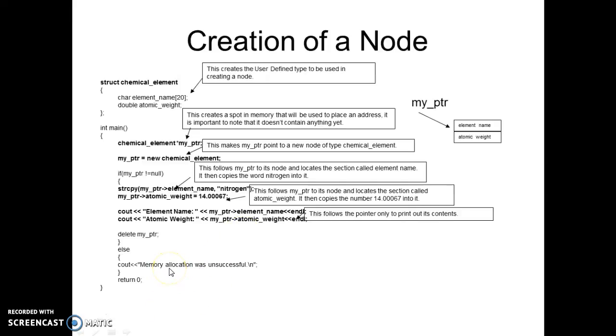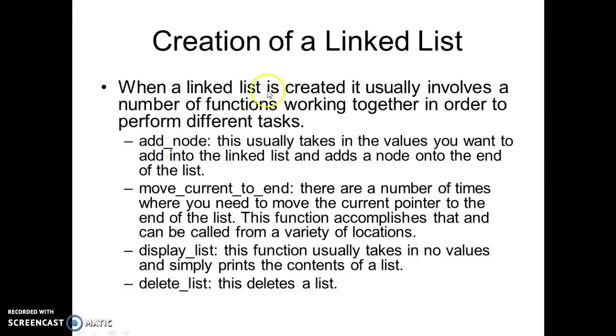Alright, so let's continue. Now, when a linked list is created, it usually involves a number of functions working together in order to perform the different tasks. So we've got the one where it actually creates the node itself. It has the element name and element number, and we put values in it. No big deal. But it's not considered a linked list because there's not a large number of nodes involved. There's only that one node. So in our particular case, we've got about 4 items.